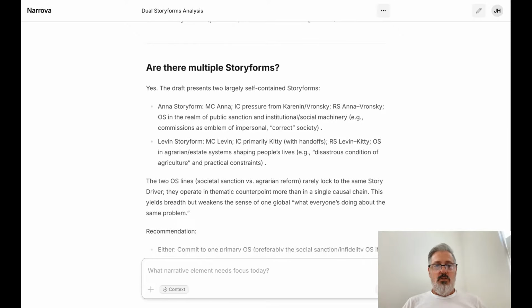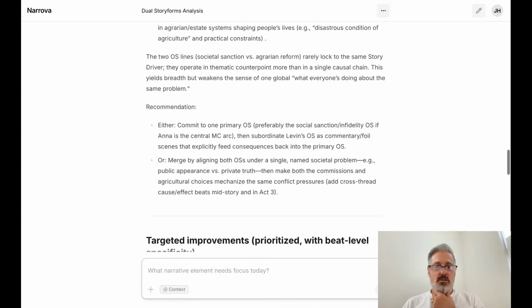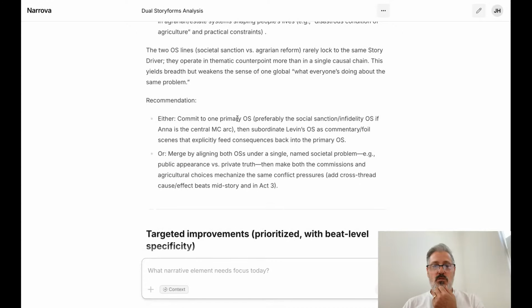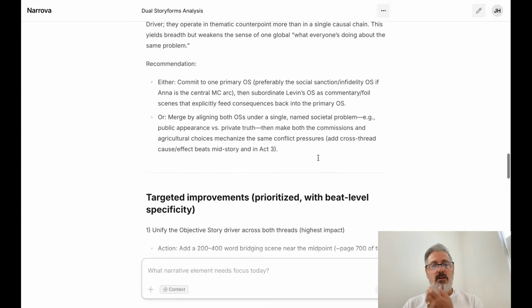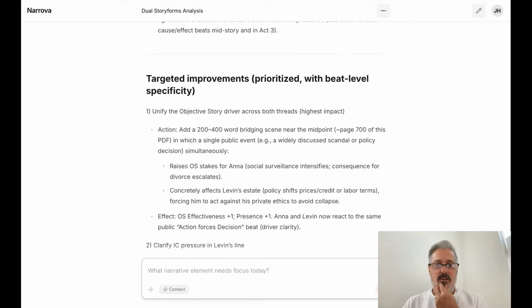Are there multiple story forms? Yes, the draft presents two largely self-contained story forms. Here's a recommendation: either commit to one primary OS. My recommendation would probably be just to leave it alone and just know that it's okay to have more than one story form in a work.